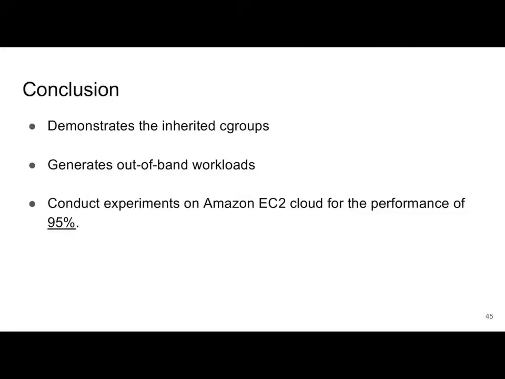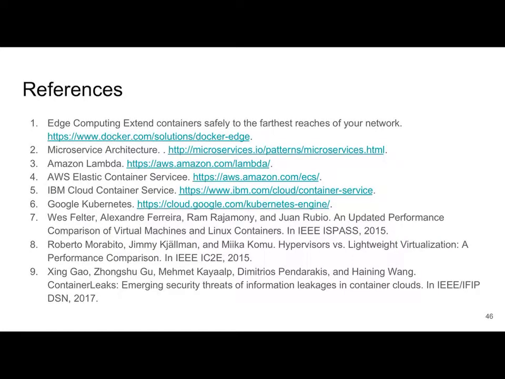In conclusion, the paper demonstrates that the inherited control group, or cgroup, confinement via process creation does not always guarantee consistent and fair resource accounting. The paper generates out-of-band workloads via processes disassociated from their original cgroups. The paper also demonstrates that a container can amplify its workloads as much as 200 times above its limit and reduce the performance of other containers by 95%. Please find the references as shown here.